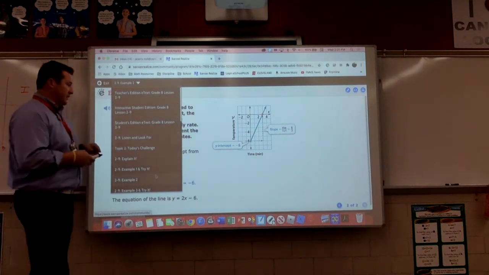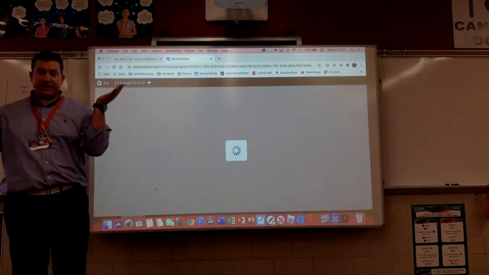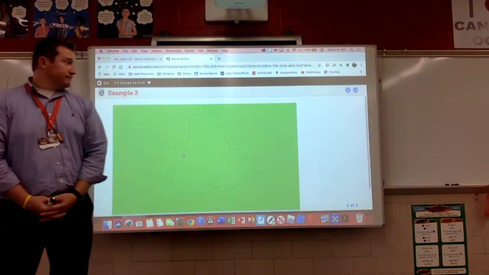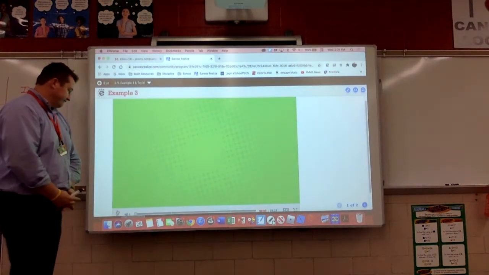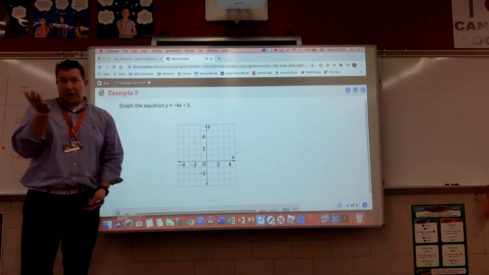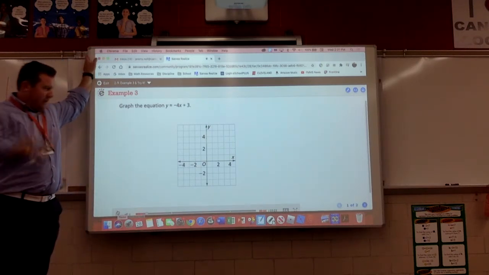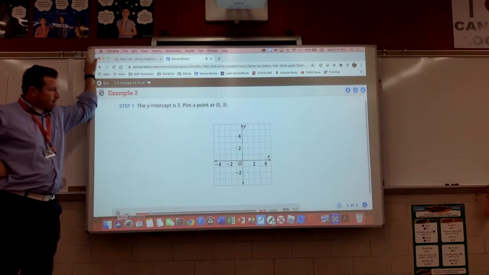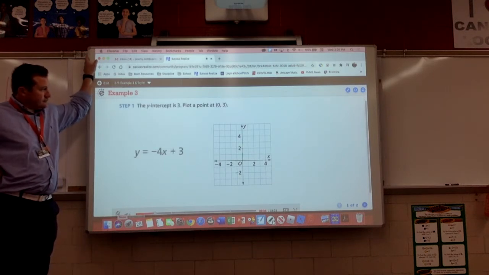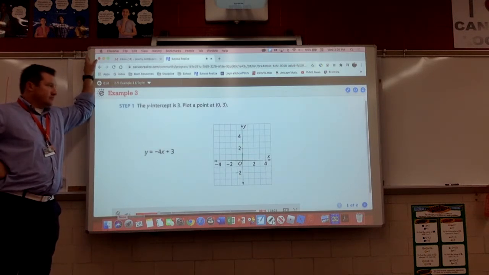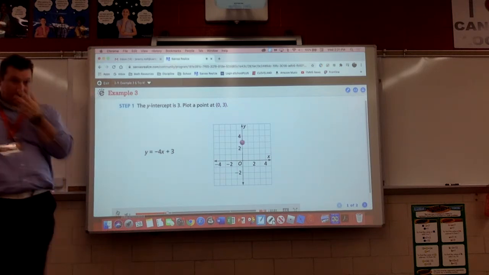Hopefully we get to graph something here on example 3. Who's to say? Don't know. I wonder. Graph the equation y equals -4x plus 3. Okay, we can do this. The first step is to use the equation to identify the y-intercept, which is 3. Plot the y-intercept at the coordinates 0, 3.